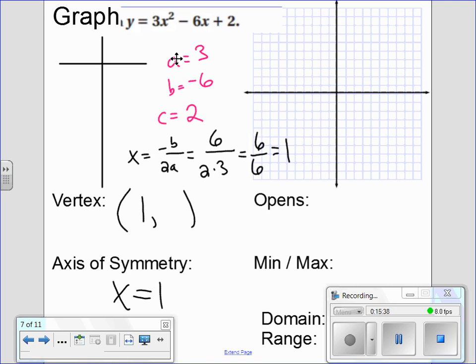All right, do you remember how to get the other half of the vertex? Yep, plug it in, plug it in. Take this 1 back to the original problem and put it in for x. So 3 times 1 squared minus 6 times 1 plus 2. And I would type it. 3 times 1 squared minus 6 times 1 plus 2. I got negative 1, but definitely check my calculations for me.